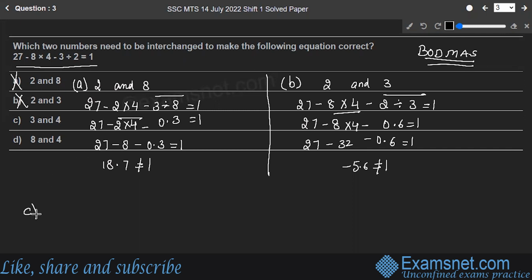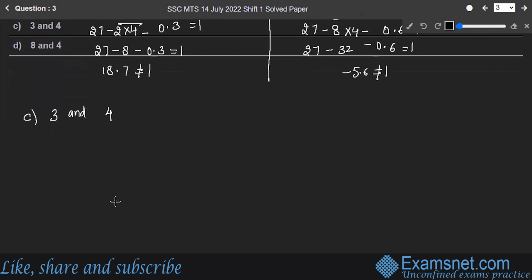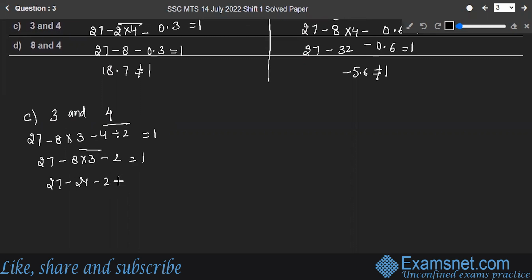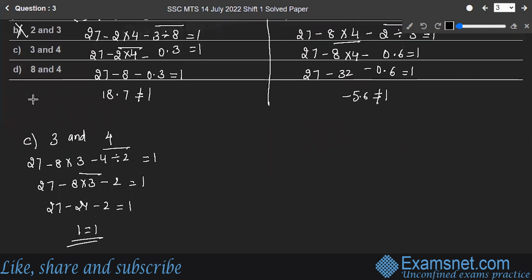Let's go with the C part. Here is 3 and 4. Let's interchange 3 and 4. So it becomes 27 minus 8 multiply 3 minus 4 divided by 2 should give you 1. First of all, let's divide this. So you will get 27 minus 8 multiply 3 minus 2 should give you 1. So here is 27 minus 24 minus 2 should be equal to 1. This gives you 1, which is equal to 1. So option C is correct. It's valid, right? Let's check with D part now.